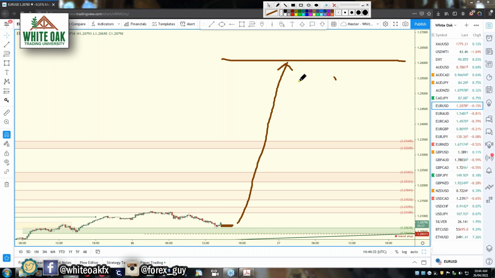This is a 30, 40 to 1 trade, more than that. 46, 50 to 1 trade. Imagine risking $1,000 and just holding on to that. This is 50 G's.